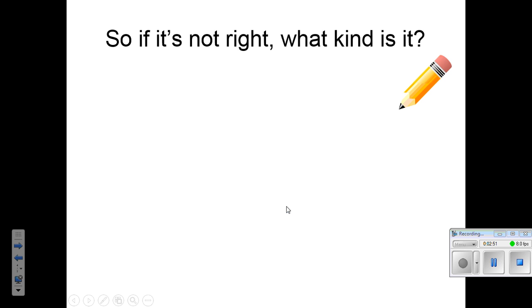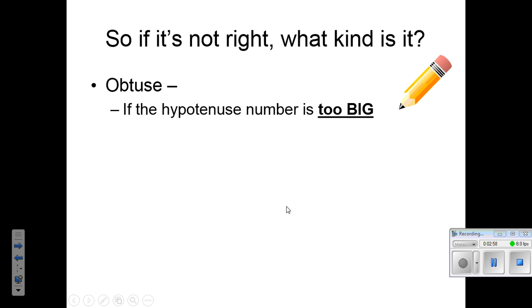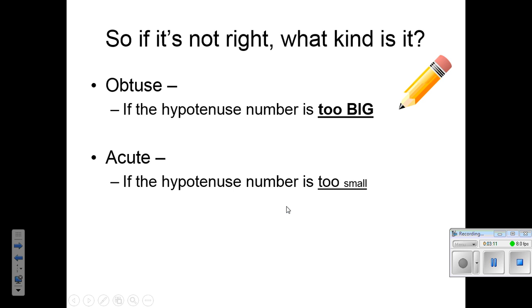Okay, so now what if it's not going to work? What if the Pythagorean theorem doesn't work? Then what kind of triangle is it? Well, it's an obtuse triangle if the number that we think is the hypotenuse ends up being way bigger than a squared plus b squared. If it's an acute triangle, then what we thought the hypotenuse number was is way too small compared to a squared plus b squared. So let's practice a few and make sure that you get these in your notes.